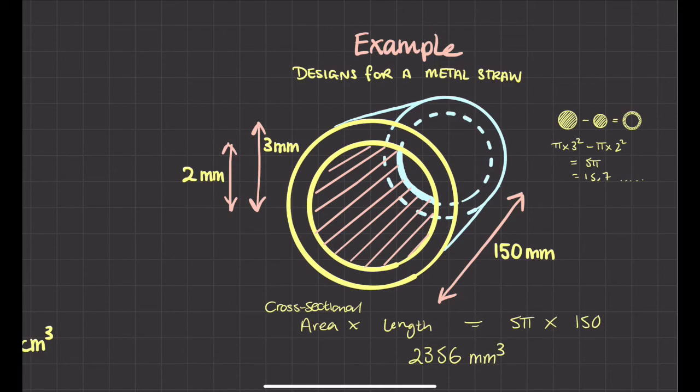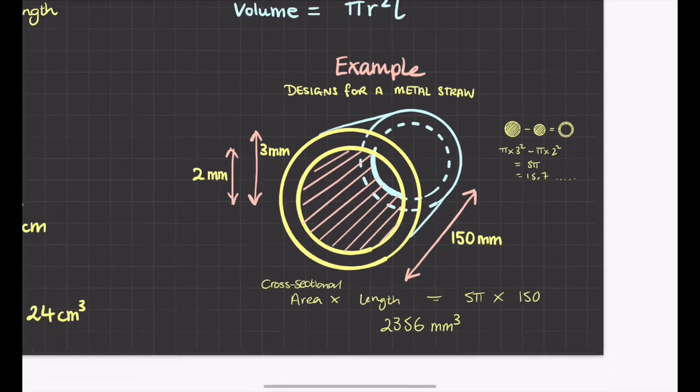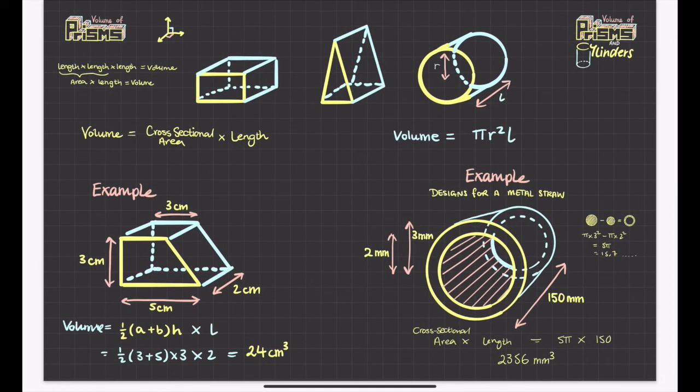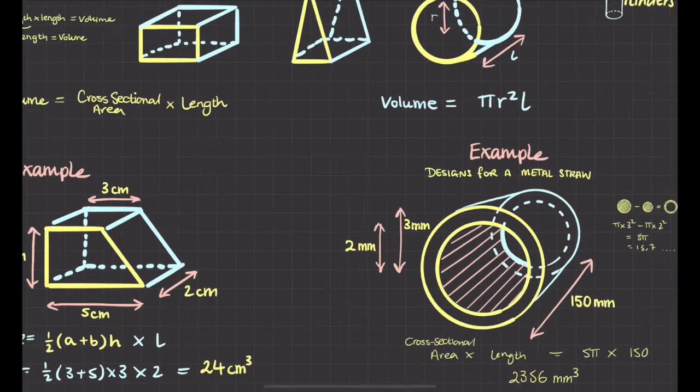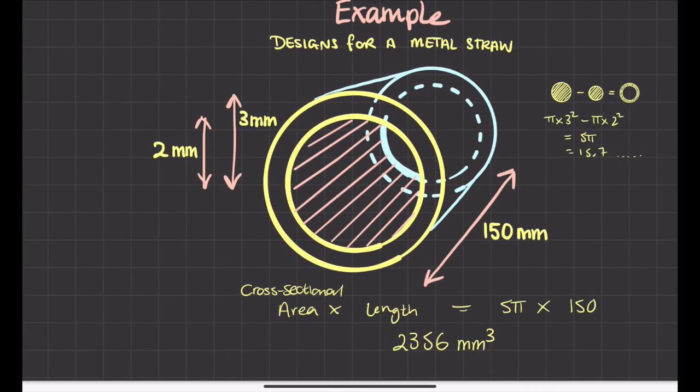Okay, so just to recap, we worked out the cross-sectional area and multiplied it by a perpendicular length. And that is how you work out the volumes of prisms and cylinders and any other kind of strange shapes that they throw at you, as long as that length is perpendicular.